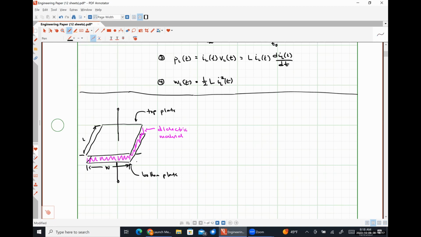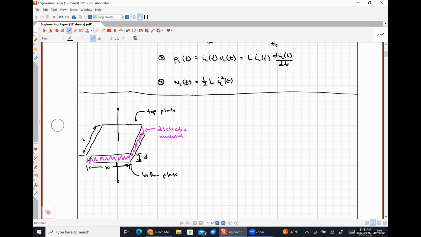The dielectric material provides physical separation between the two plates, giving us a distance d that separates the two plates. So this is what a physical capacitor might look like.